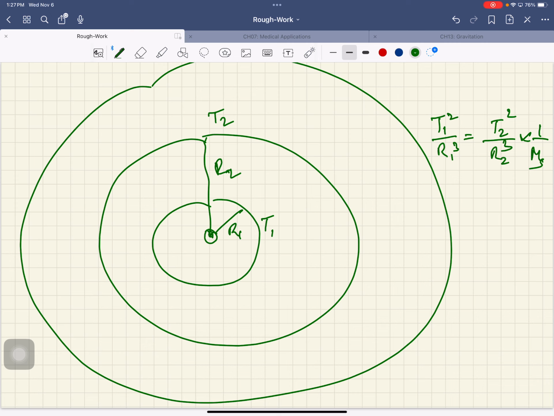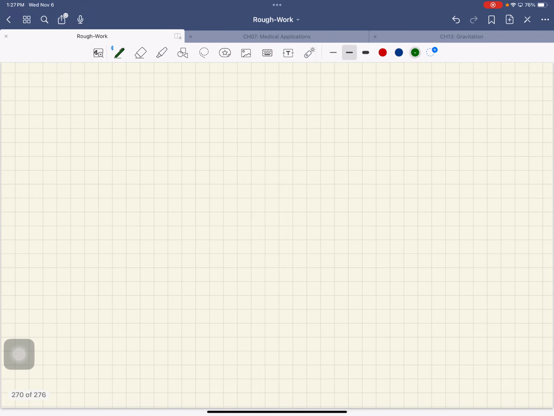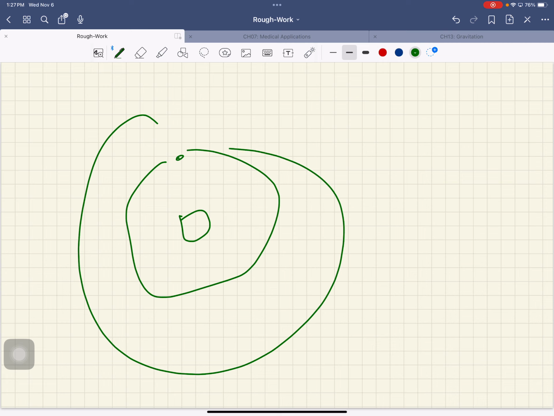Well, here's the beauty of physics. We have about 500,000 little objects orbiting Earth. That's true for them too. T squared over r cubed is inversely proportional to the mass of the Earth. It's the exact same thing for every object. Okay, that's Kepler's third law.